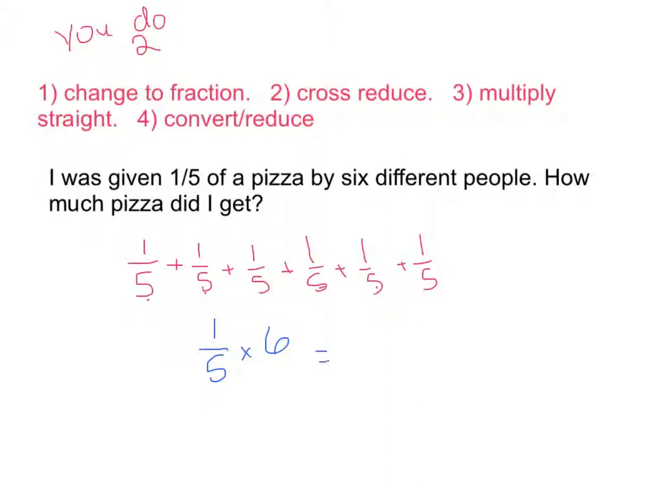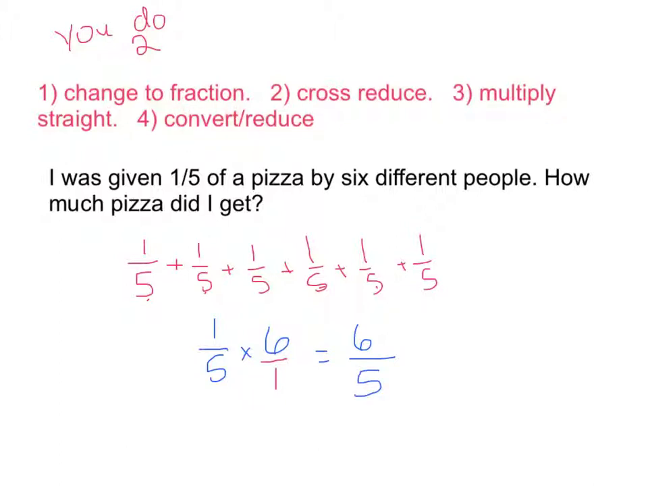Once I have that calculation ready to go, I use my steps, change them all to fractions. That is a fraction. This is not yet, but it's very easy to change it to a fraction. There you go. Now it's a fraction. Cross reduce if you can. Is there a number that goes into both 1 and 1 other than 1? No. How about 5 and 6? No. Okay, so next step, multiply straight across. 1 times 6 is 6, and 5 times 1 is 5.